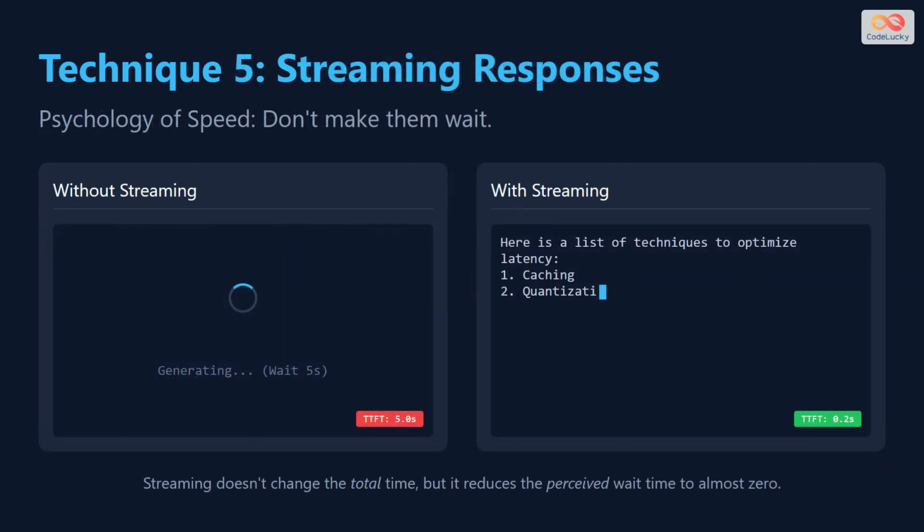This technique, streaming, is purely psychological but vital. Without streaming, a user stares at a spinner for 5 seconds until the whole paragraph is ready. With streaming, they see the first word in 0.2 seconds. The total time is the same, but the user feels like the system is instant.